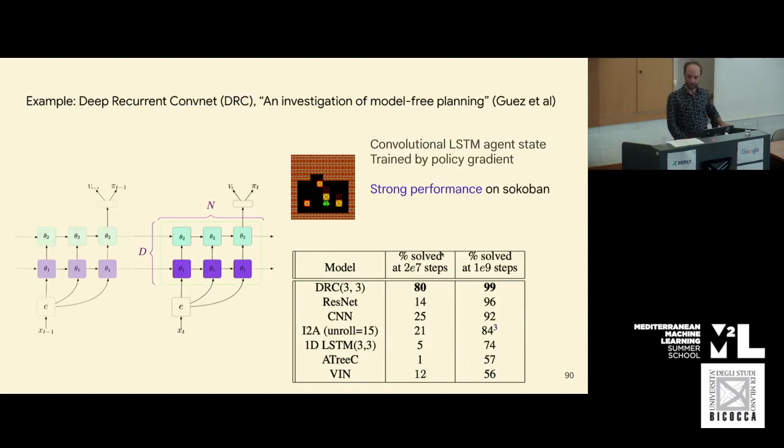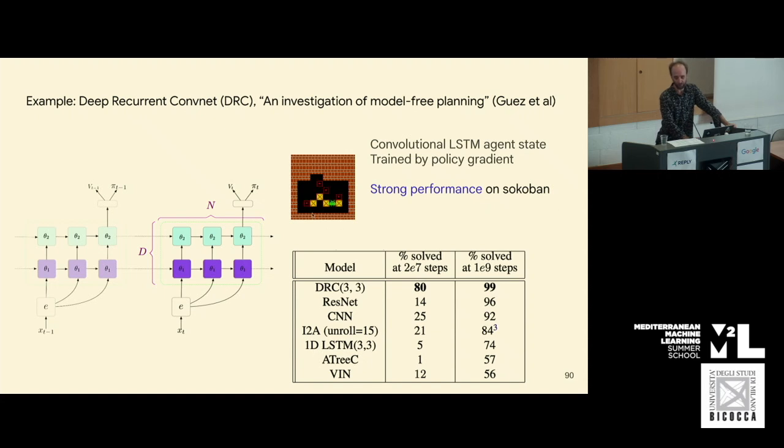Another one is a paper called An Investigation of Model-Free Planning by Arthur Guez, a colleague. The idea here is that we train a deep recurrent convolutional neural network by reinforcement learning on Sokoban. Sokoban is not a partially observed environment, so it's not clear we would need memory. But here, the RNN is here to say, well, you can think more about this problem. So you can tick the RNN a few more times if it's helpful in computing what looks to be, it's not Go, but Sokoban is classically a planning problem.